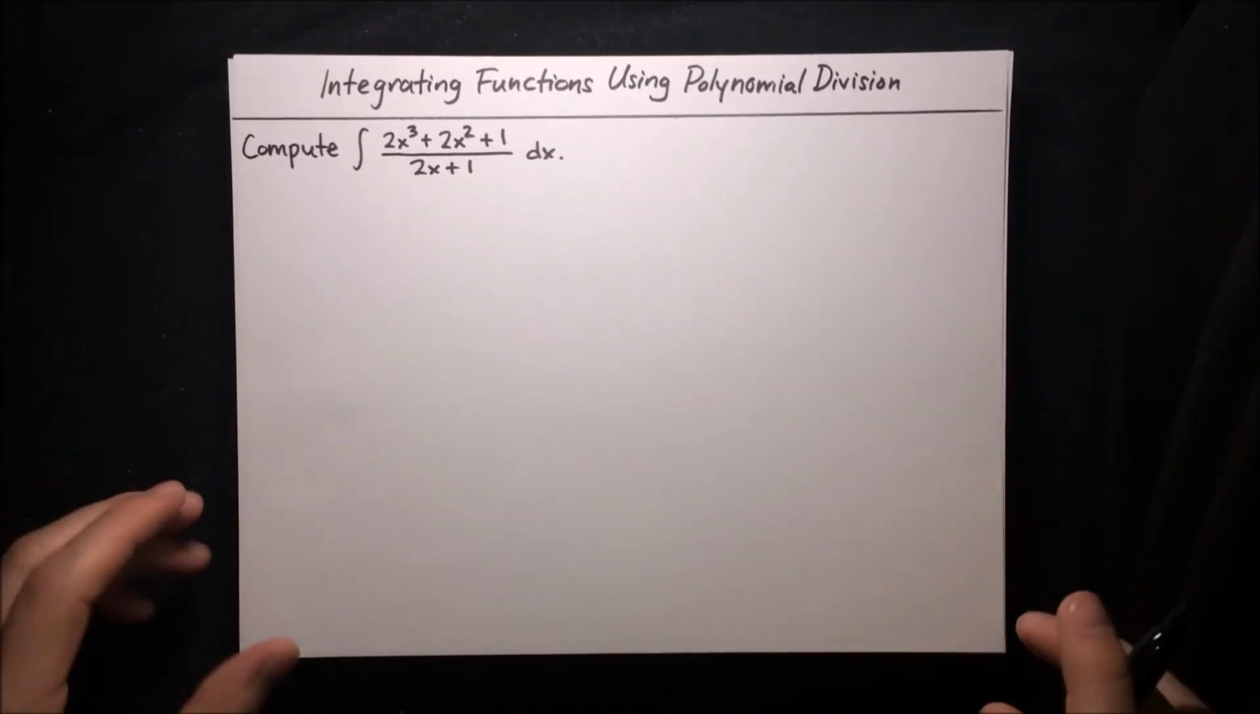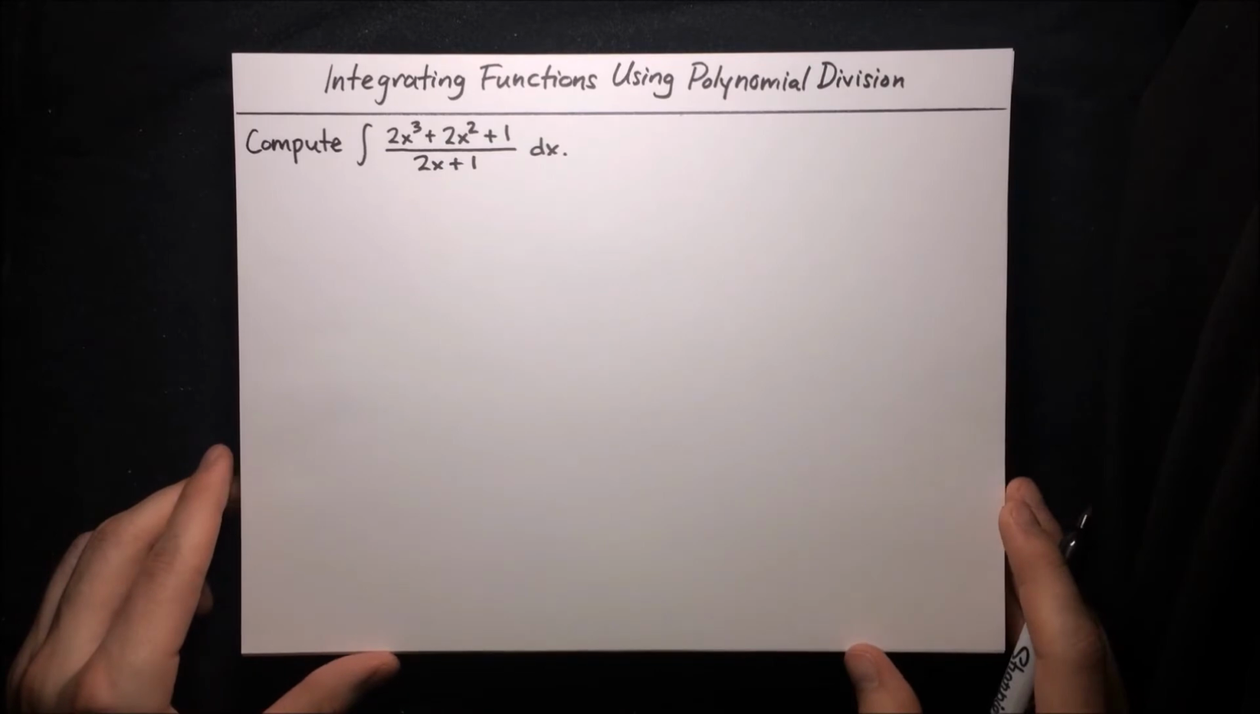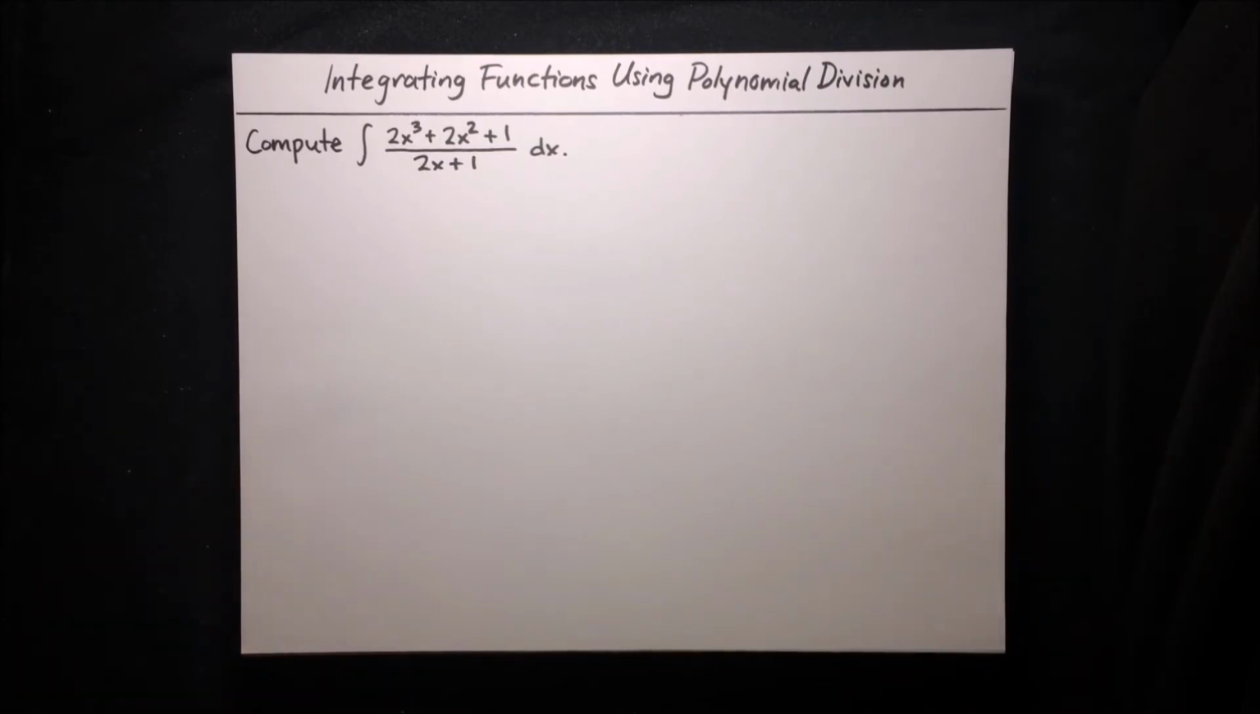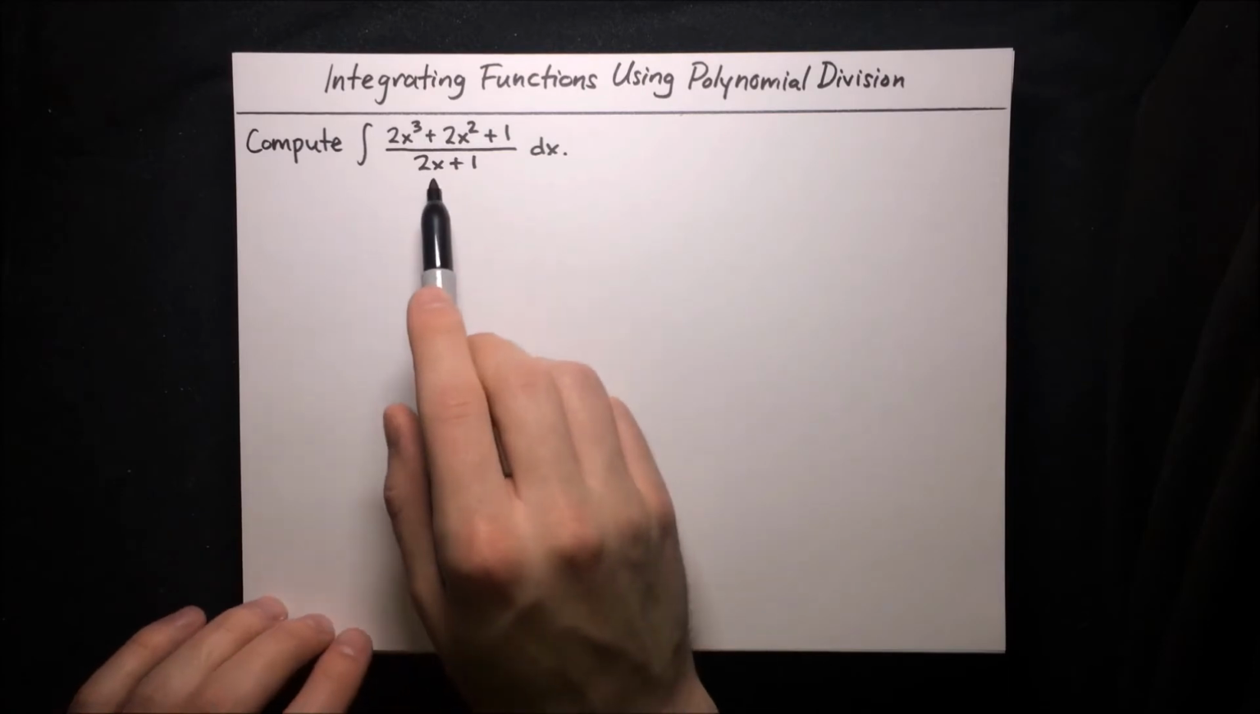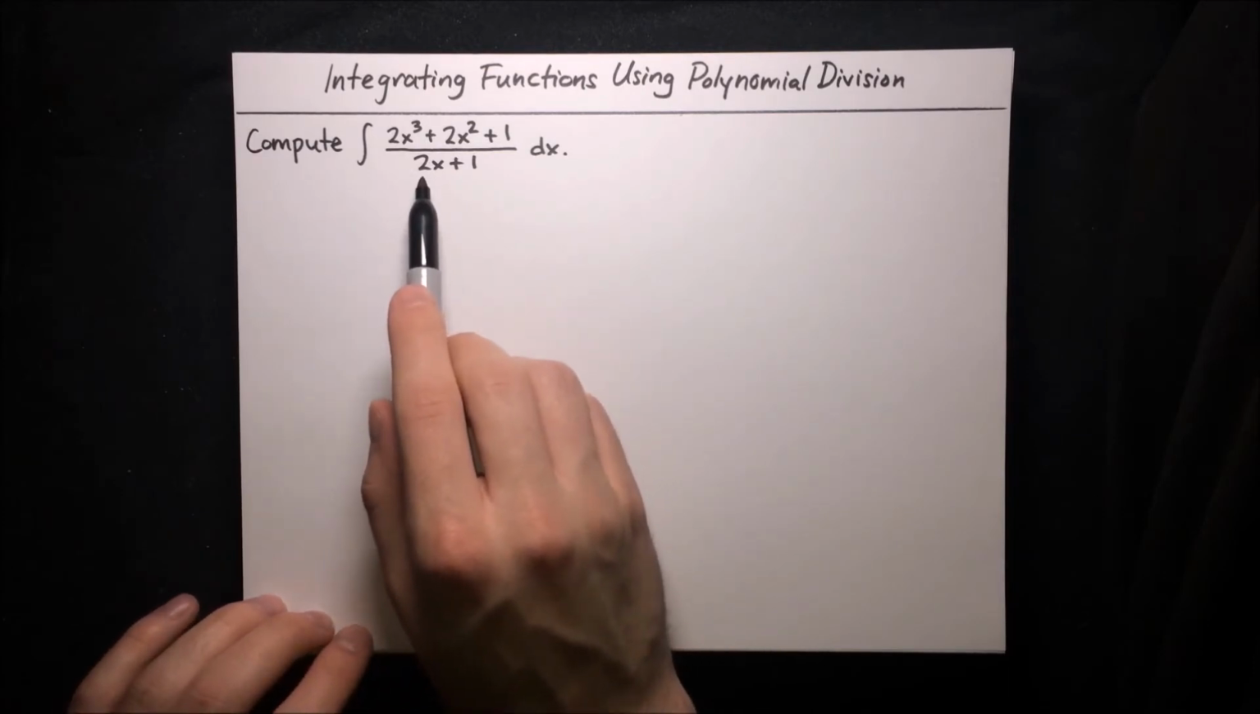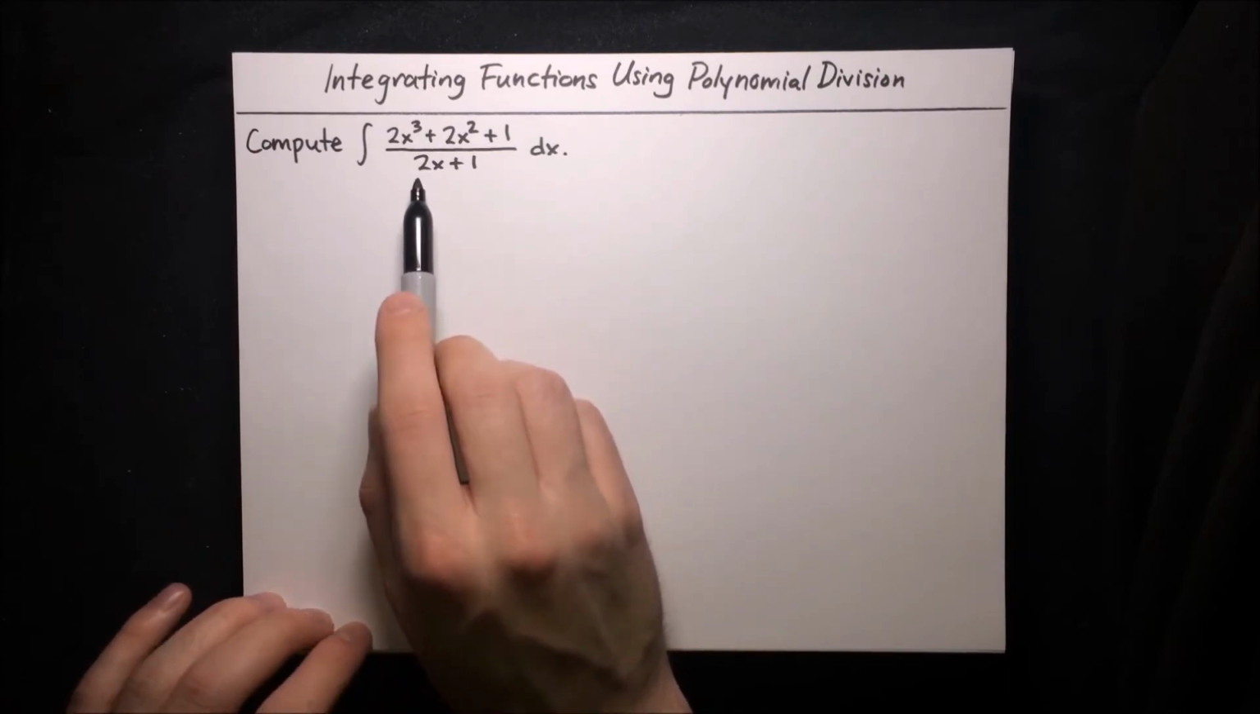Here's the next problem. We want to compute the integral of 2x cubed plus 2x squared plus 1 all over 2x plus 1 with respect to x. And again, since this is a rational function, we're going to simplify it using synthetic division. Before we jump into synthetic division though, remember that synthetic division only works when the denominator is a linear factor with a leading coefficient of 1. This denominator here is a linear factor, but it has a leading coefficient of 2, and we want to get that down to 1. So what we can do is factor out that 2.